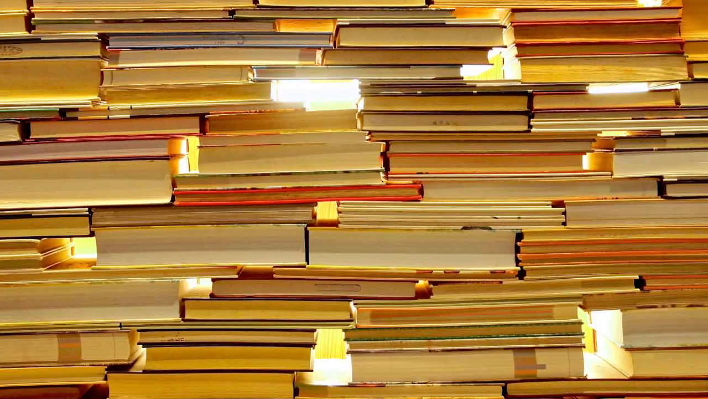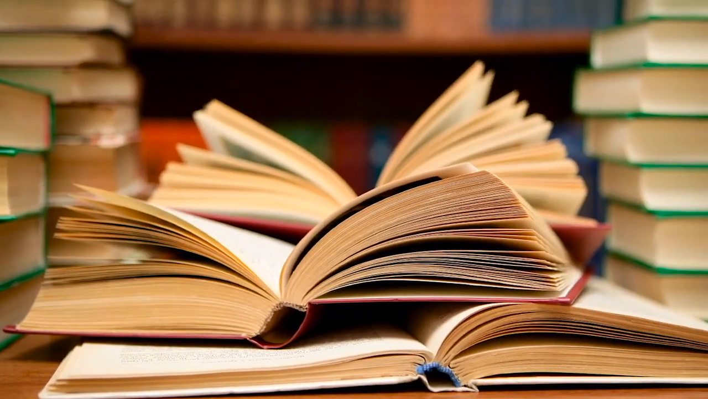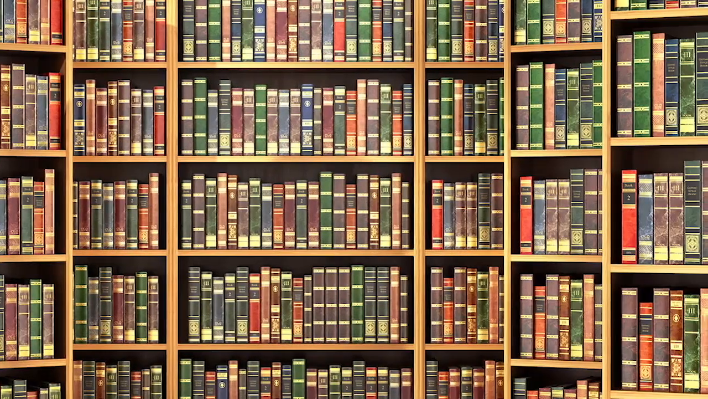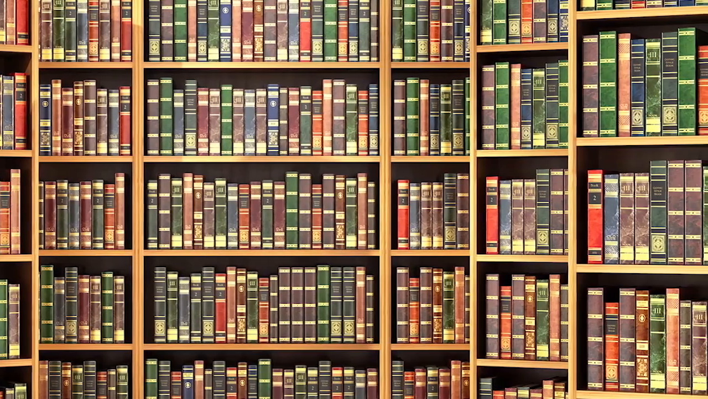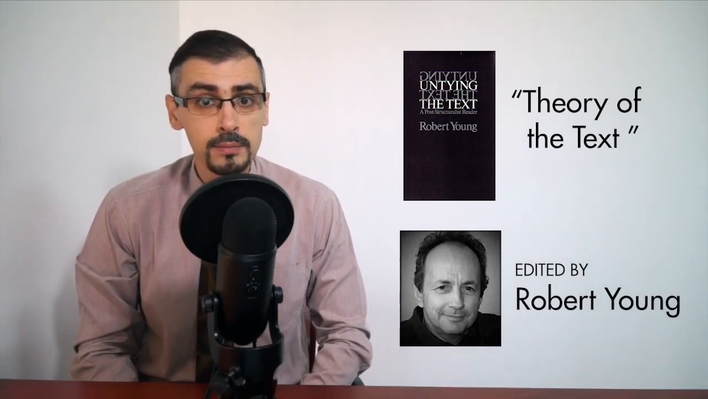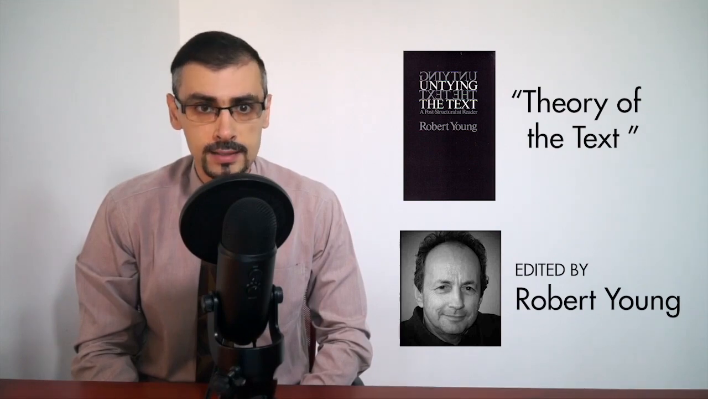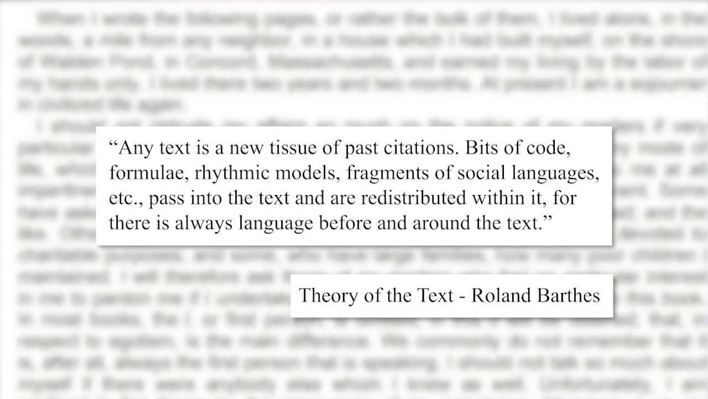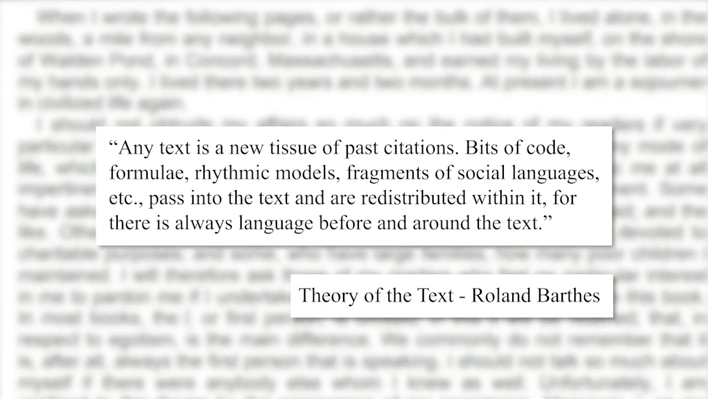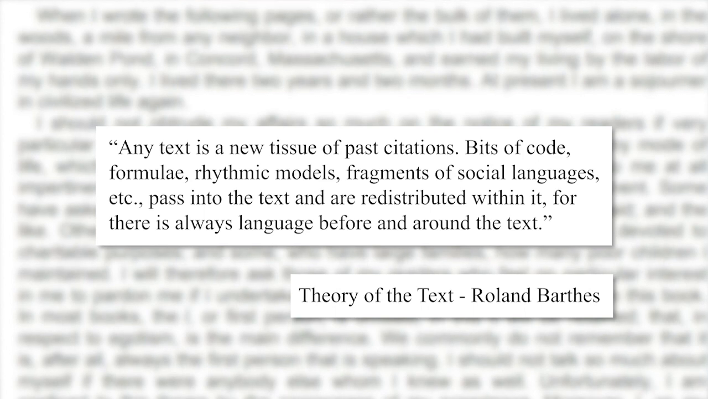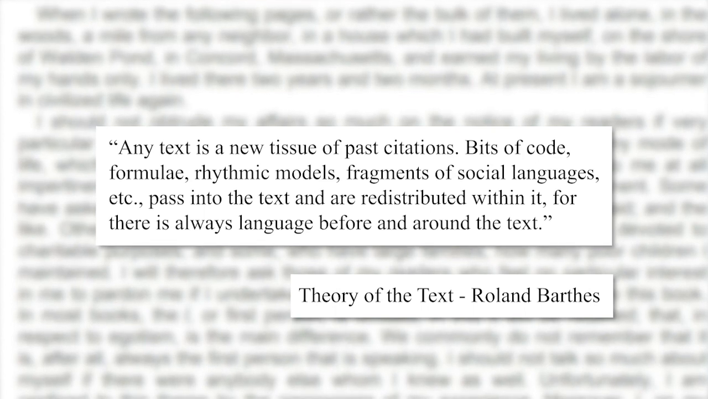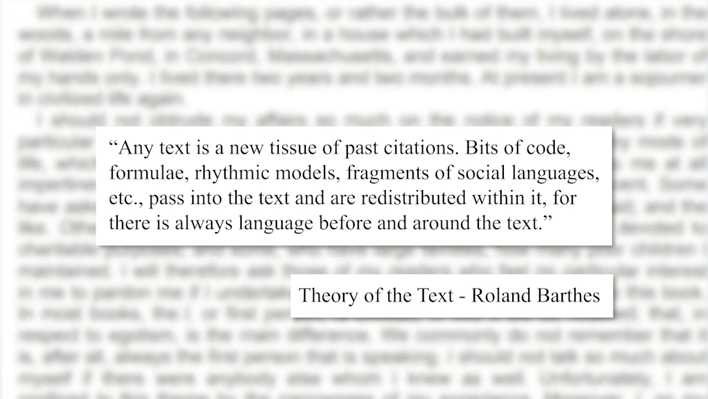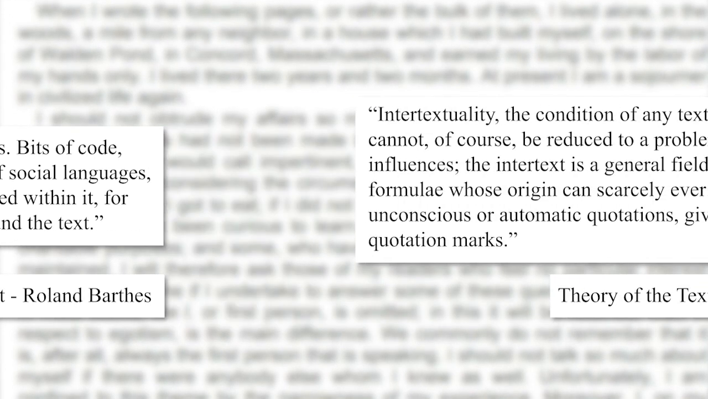He believed that all literary productions take place in the presence of other texts, and only through intertextuality are texts allowed to come into being. In his essay, Theory of the Text, published in Untying the Text, a Post-Structuralist Reader, edited by Robert Young, Roland Barthes writes, "Any text is a new tissue of past citations. Bits of code, formulae, rhythmic models, fragments of social languages, etc. pass into the text and are redistributed within it, for there is always language before and around the text.